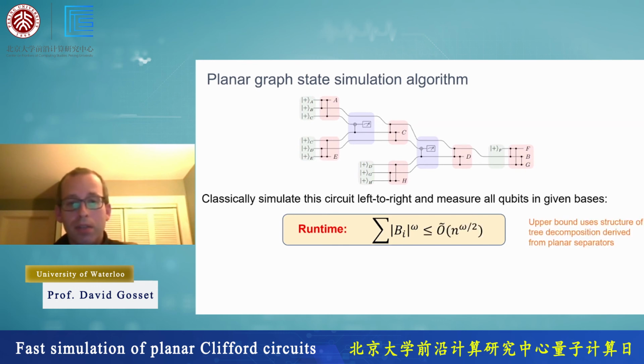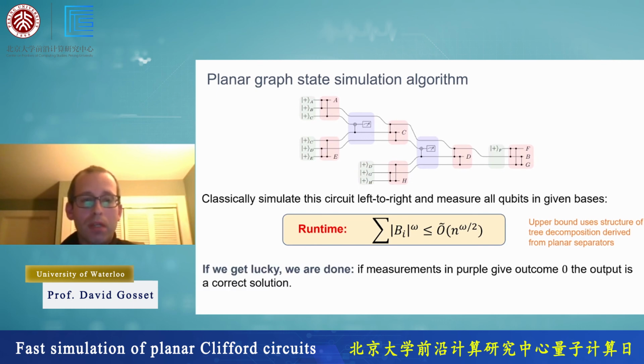And I mentioned earlier that the nice tree decomposition has the feature that the bags get geometrically smaller from the root to the leaves. And so when you have a sum like this of the bag sizes to the omega, you can upper bound it as order n to the omega over 2, because the largest bag size dominates, which has size root n, because it's a treewidth root n decomposition.